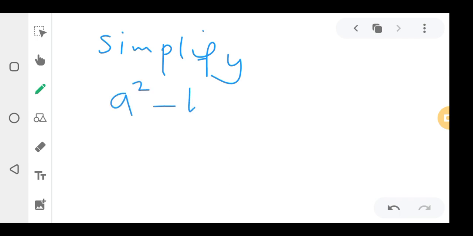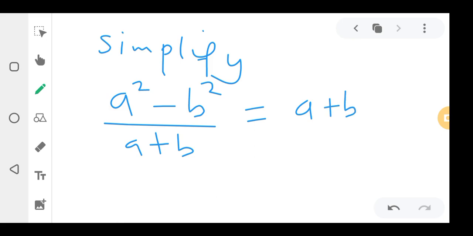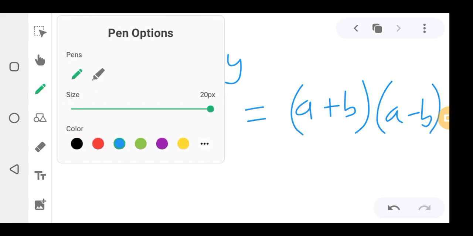Again, they can say simplify. It changes. Sometimes they can say simplify a squared minus b squared over a plus b. That's a question. How do you solve it? They want to simplify this. This one on top is a difference of two squares. So it will be a plus b in brackets, open again beside a minus b. That's how you solve this one on top as a difference of two squares.